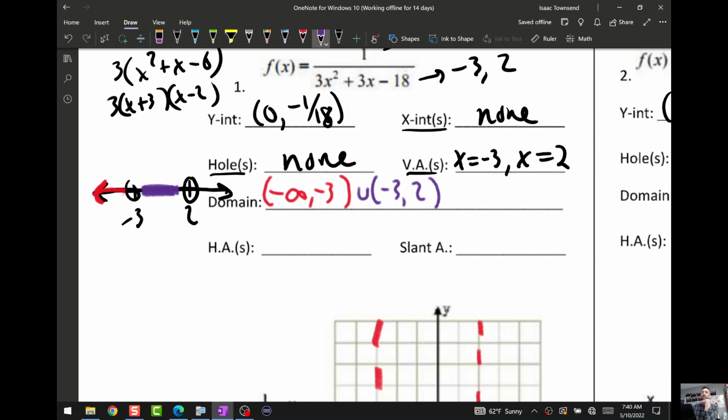Now I'm not including -3 with these because of parentheses. Brackets would be include. I don't want to include, I want to skip it. And I can hit everything bigger than 2. So if you do the number line, you can see where the 3 little sections are coming from: -infinity to -3, -3 to 2, and 2 to infinity.